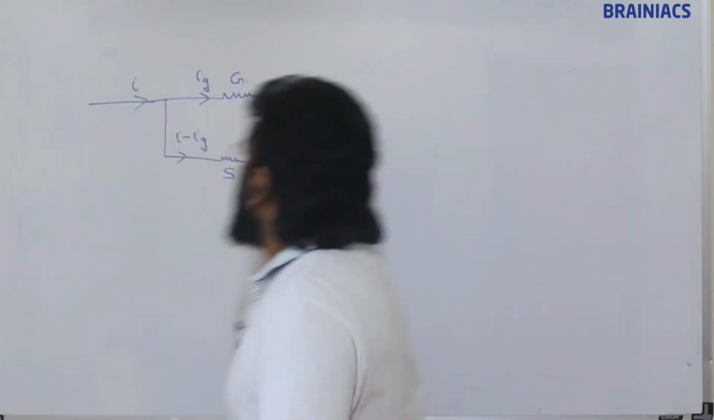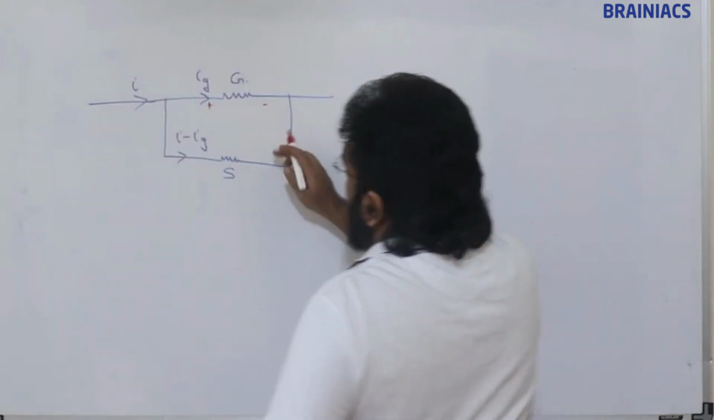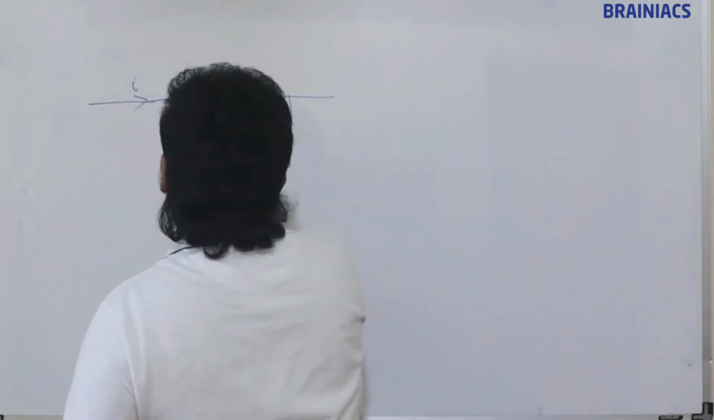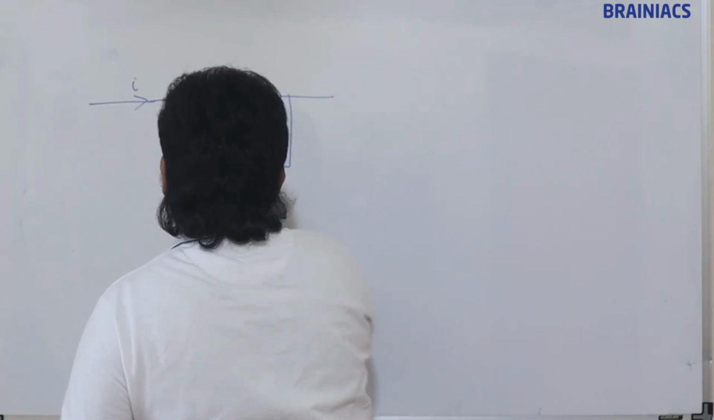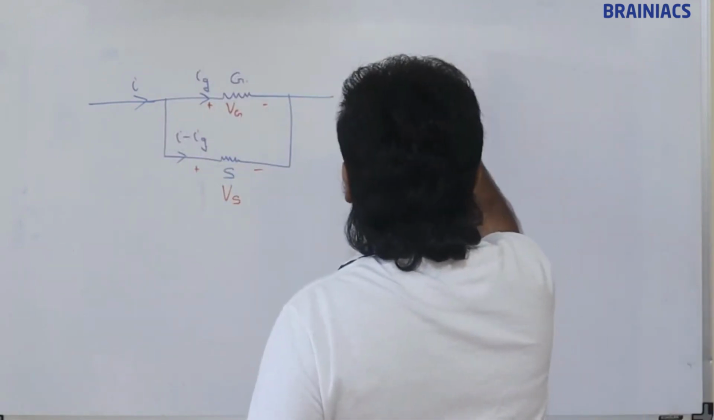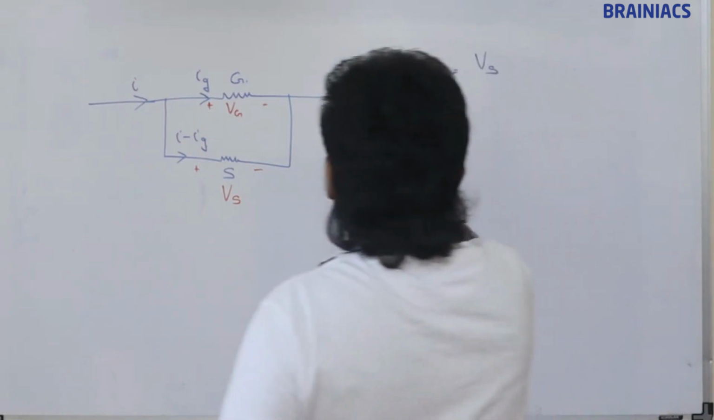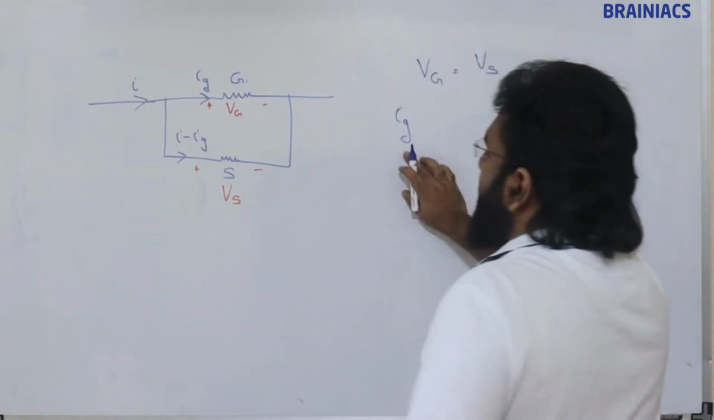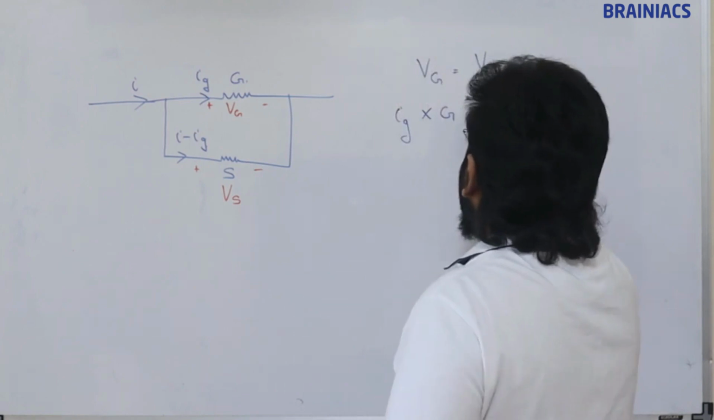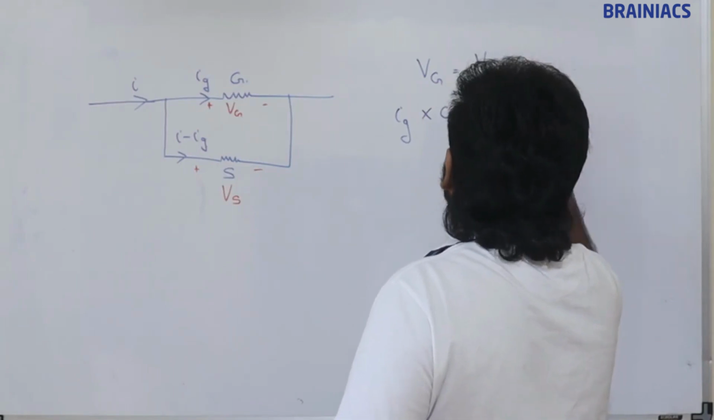One thing we know is that G and S are both in parallel. The voltage across the galvanometer resistance will be equal to the voltage across the shunt resistance. Correct? So we can write Vg equals Vs, or Ig, the current passing through the galvanometer, times its resistance G, is equal to (I minus Ig) times S.